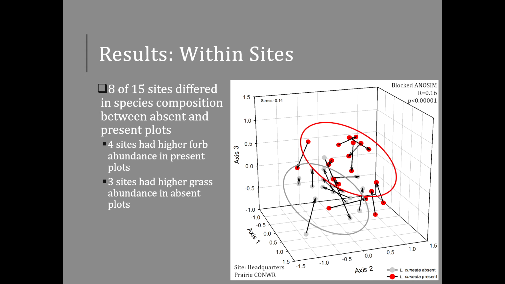So again, in this ordination, you can see that there is some grouping and some separation between the colors of the dots, which again shows that there were some different species compositions where Sericea was growing and where it wasn't growing. So in some ways, that invasion was affecting or impacting what plants were growing, okay? Some other trends that we noticed is 4 of our sites had greater abundance of forbs or wildflowers in the present plots where Sericea was growing. And a few of the sites had higher grass abundance where Sericea wasn't growing, okay? So starting to look at some overall trends.